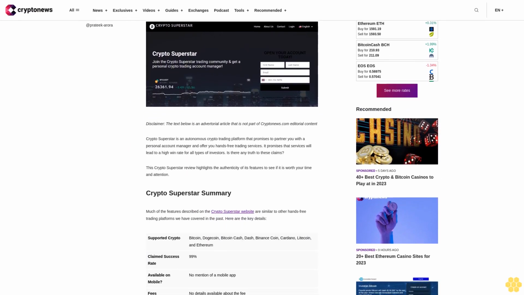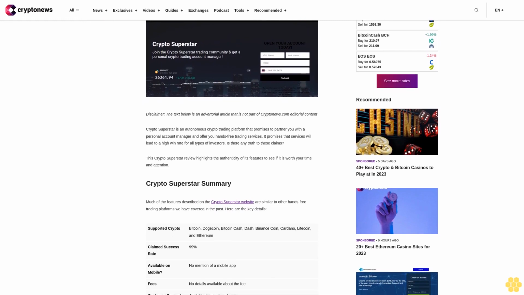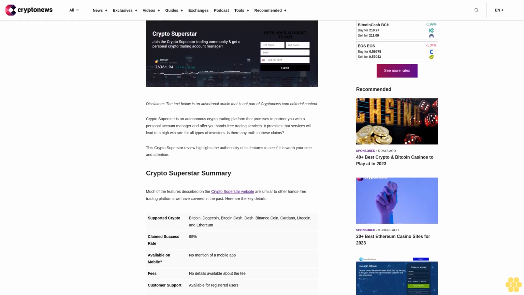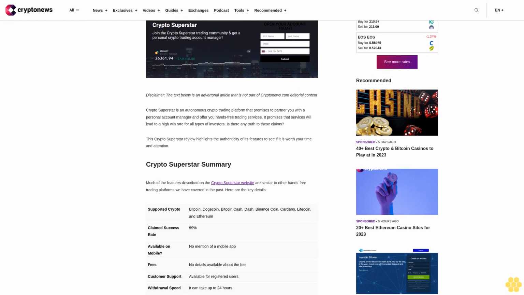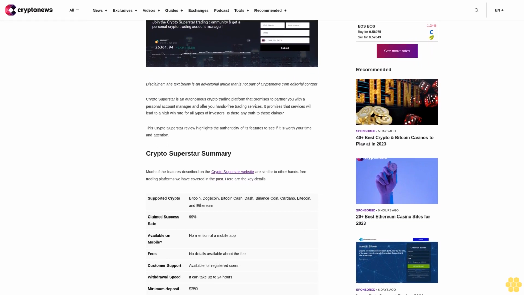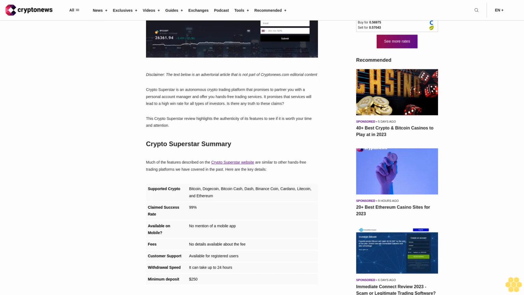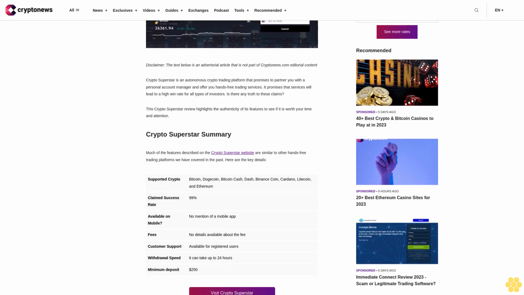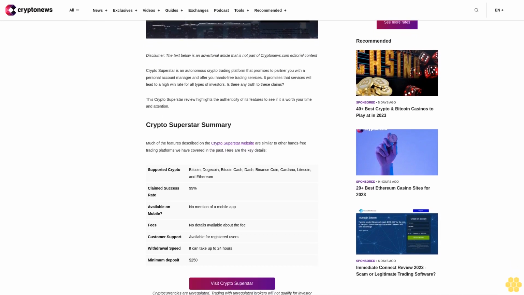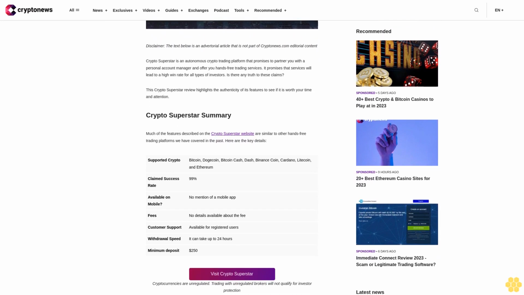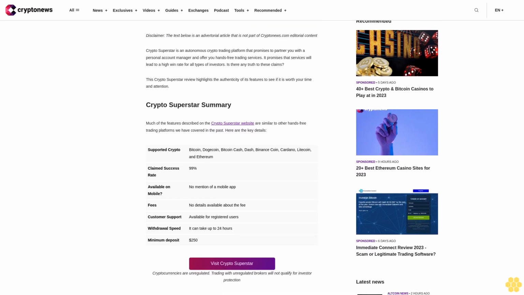Crypto Superstar is an autonomous crypto trading platform that promises to partner you with a personal account manager and offer you hands-free trading services. It promises that its services will lead to a high win rate for all types of investors. Is there any truth to these claims? This Crypto Superstar review highlights the authenticity of its features to see if it is worth your time and attention.